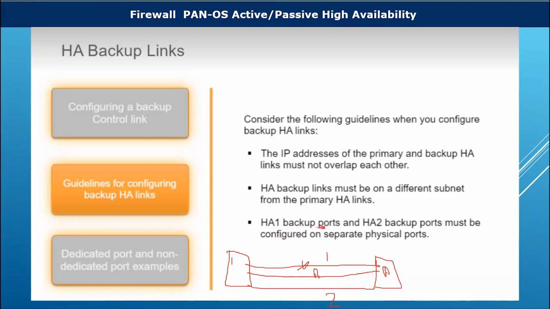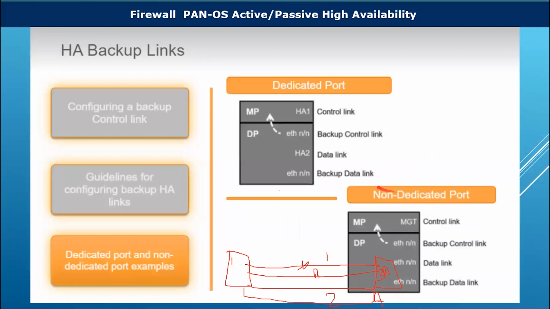So the HA1 backup port and HA2 backup port must be configured on separate physical ports. Guys, you cannot use it like this. Suppose here Ethernet 3 I am using for the backup HA1. That same Ethernet 3 interface you cannot use for the backup HA2. Here you have to use the Ethernet 4 interface for the backup of HA2, right? This is the minimum criteria and best practice to configure this. So guys, this is the scenario which we already explained, with the backup link. So let me show you this.